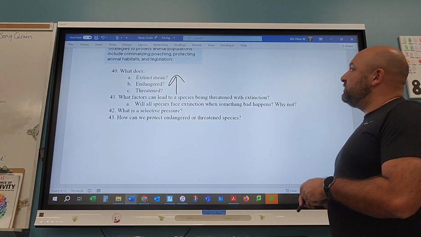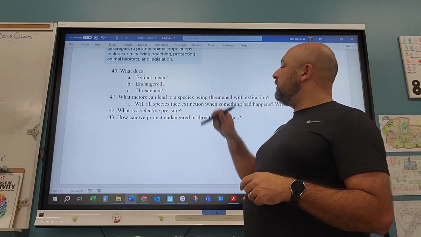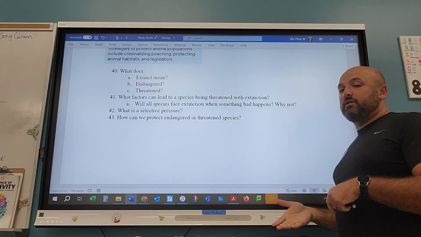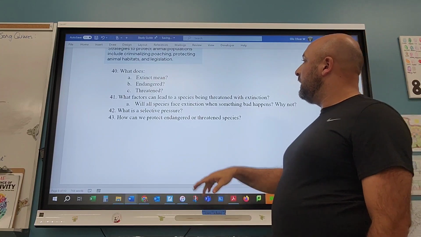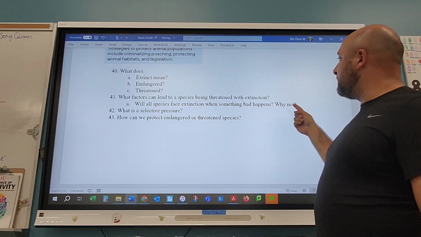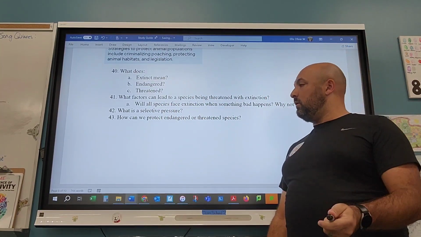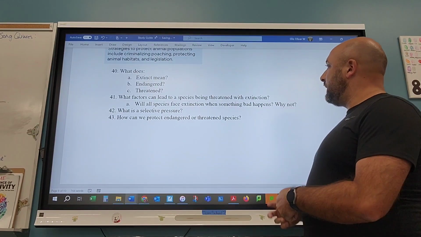What factors can lead to a species being threatened with extinction? Well, humans can start to deforest and cause destruction of their habitat, and that can kill off a number of their species. Will all species face extinction when something bad happens? The answer to that is no, not all, okay?